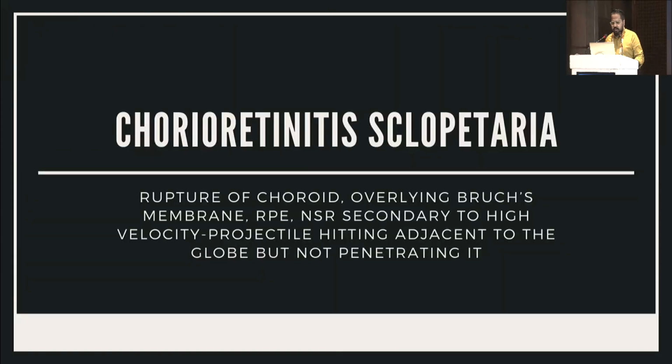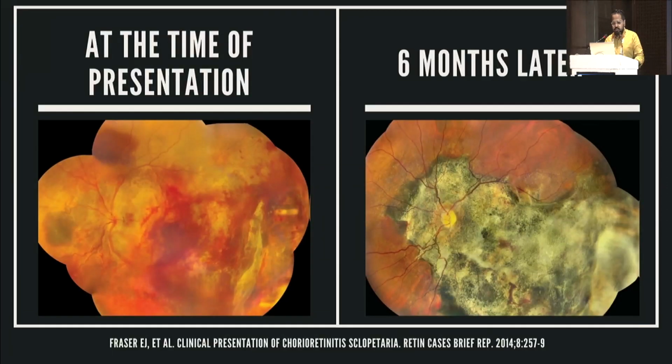Now coming to chorioretinitis sclopetaria, a rupture of the choroid, overlying Bruch's membrane, RPE, and neurosensory retina, secondary to a high velocity projectile hitting adjacent to the globe but not penetrating it. So this is a case. It usually looks very dangerous, but the major thing is that the visual acuity and visual prognosis depend on whether the macula is involved or not.